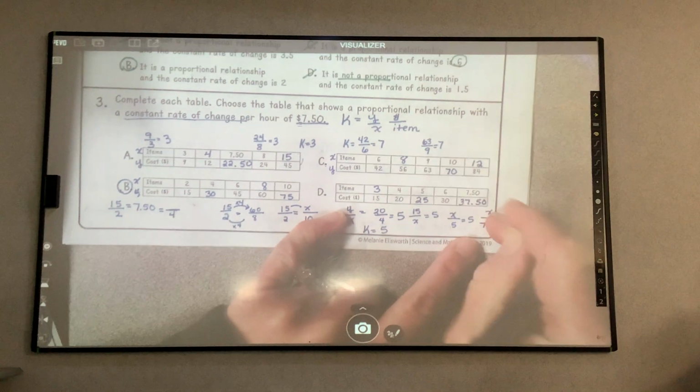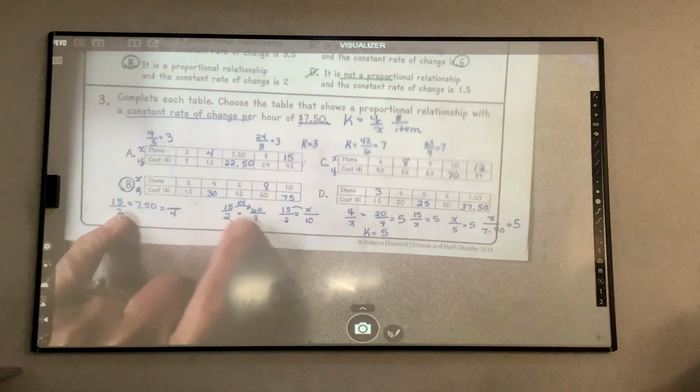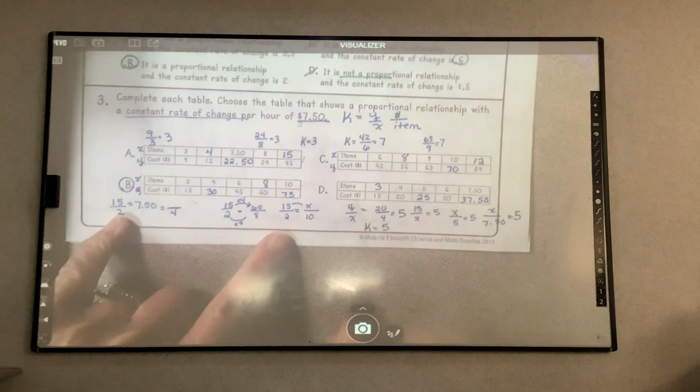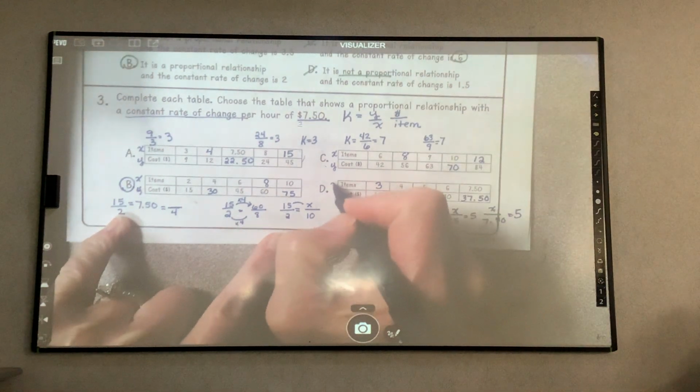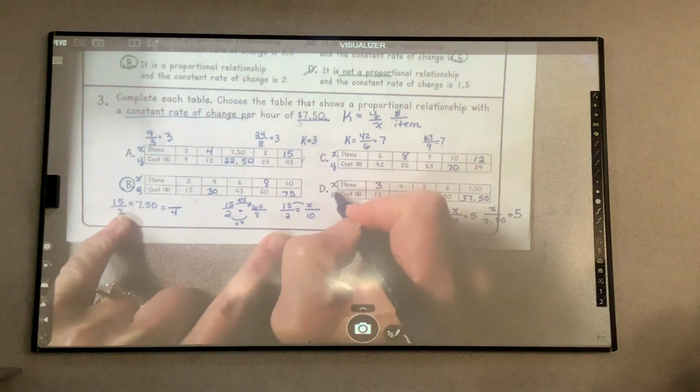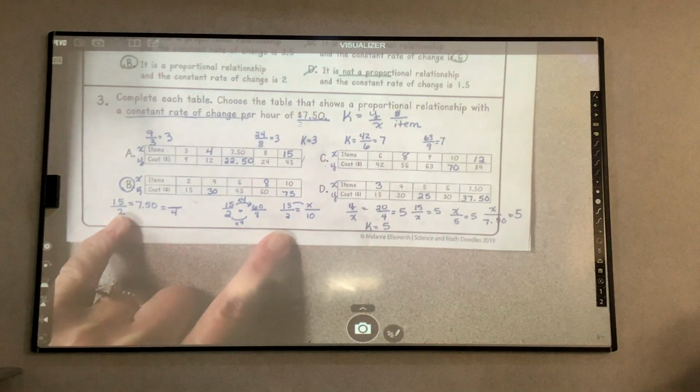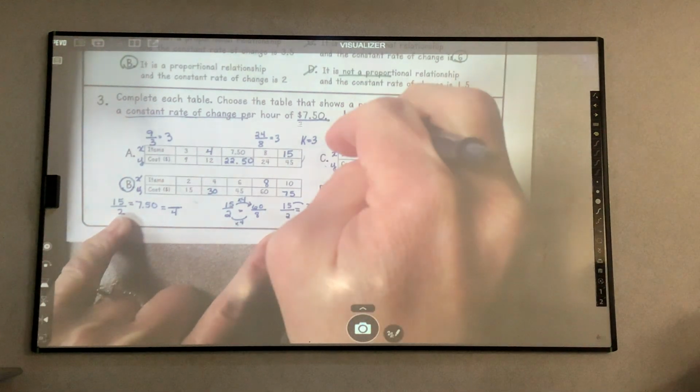What did I forget to do on my chart? Label. I forgot to label it. X and the Y. Alright, I want you to take a picture of this last page and get it submitted.